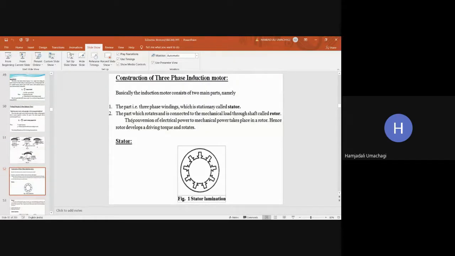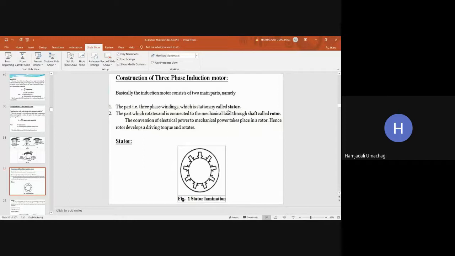Now, the construction of the three-phase induction motor. As I have told you, the induction motor consists of mainly two parts. The first part is completely stationary and has the three-phase windings, which we call the stator. So this is the stator, okay. And the other part, which is rotating and is connected to the mechanical load through the shaft, is called the rotor. That part is rotating in nature, and because of that reason, we call it the rotor.